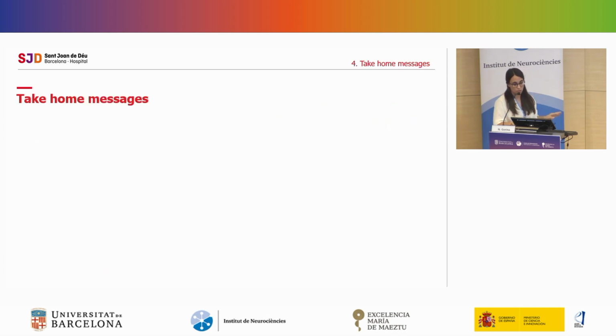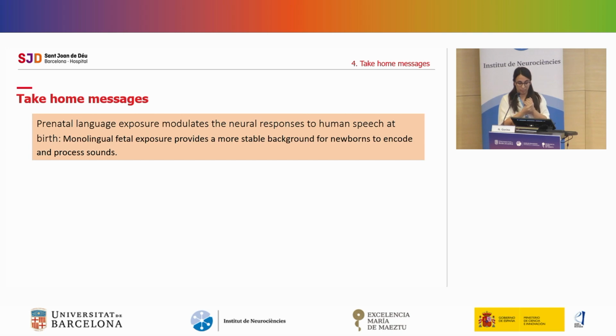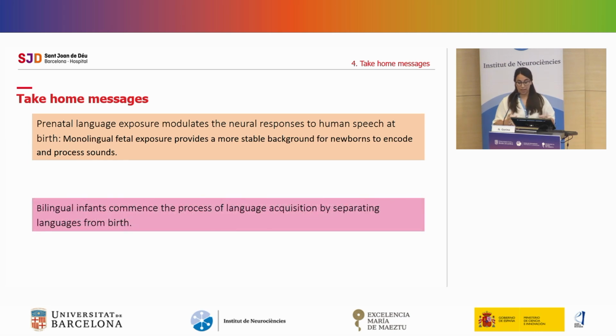To conclude, prenatal language exposure modulates the neural responses to human speech at birth, so that monolingual fetal exposure provides a more stable background for newborns to encode and process sounds. This points us to hypothesize that bilingual infants commence the process of language acquisition by separating the two languages from birth. Already from birth, they are looking into the stimulus they are receiving, the different pitches, to encode the two different languages separately.